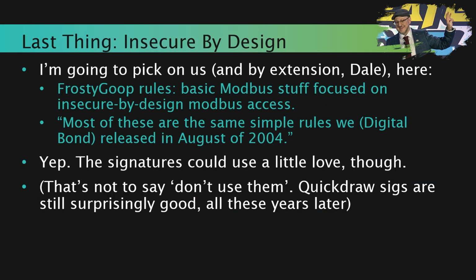So I mentioned 3 things. This is the 3rd thing, insecure by design protocols. This is where I'm going to pick on Dale and actually us a little bit too. There was this piece of malware called Frosty Goop, and it is a Modbus piece of malware that goes after a very specific type of PLC, I guess I'll call it. It's a special purpose PLC, though, that's really meant for running HVAC controls. And the malware writes to a very specific register to turn heat off, right? This is a thing that impacted some buildings in Ukraine.